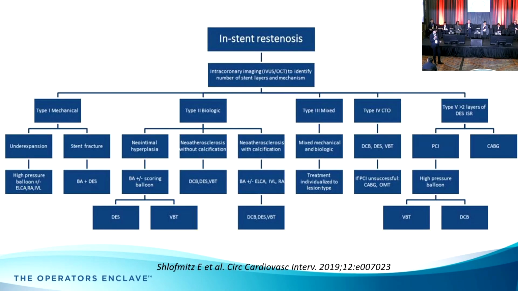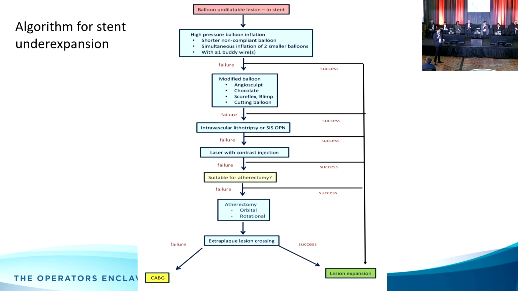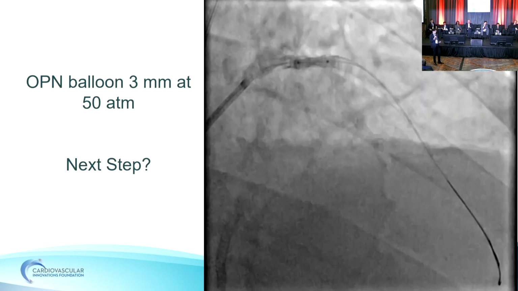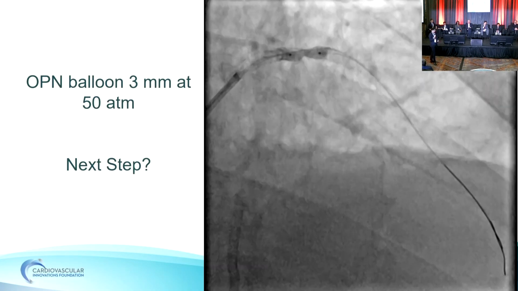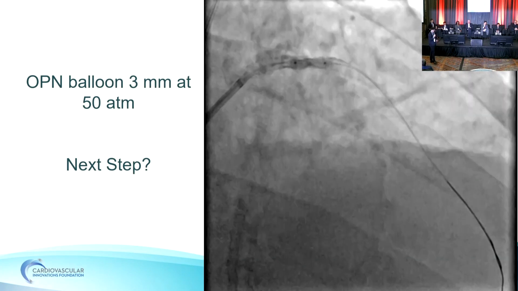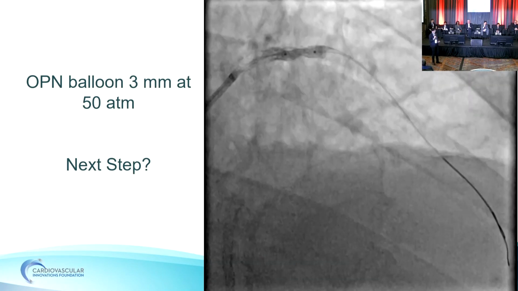So, of course, I'll go over this. We know the Mintz classification. This is a type 1, a mechanical stent under-expansion, and we have a lot of tools at our disposal at this time. We've already tried shockwave, but we have modified balloons, lithotripsy, laser. We tried the OPN balloon, 3 millimeter at 50 atmospheres. Did not work. What do we do next?